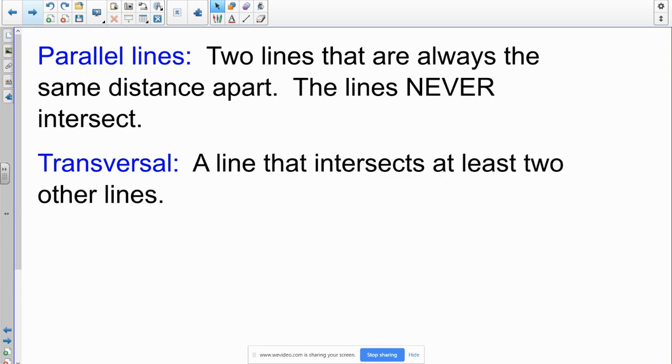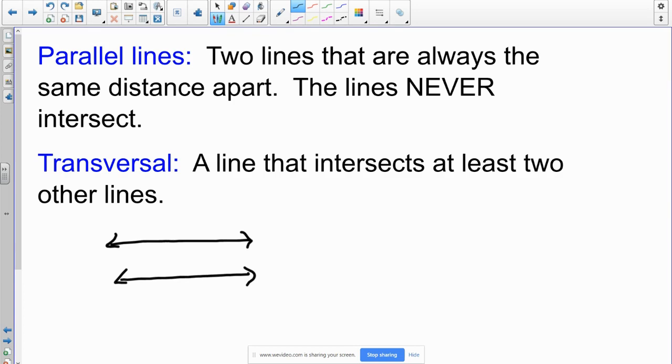A transversal will probably be a new word for you. A transversal is a line that intersects at least two other lines. And the two other lines that we're going to be talking about today are parallel lines. So I'm going to draw parallel lines to my best abilities here to make them straight. And then the transversal is as simple as this: a line that intersects at least two other lines. So that would be an example of a transversal.